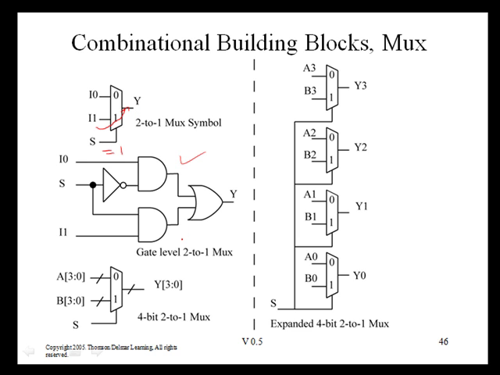This right here is the gate level implementation for a 2-to-1 MUX. If we want to steer buses together, and here's some buses, this is a 4-bit bus and a 4-bit bus steering to a 4-bit bus output. All we do is we parallel 4 2-to-1 MUXes.